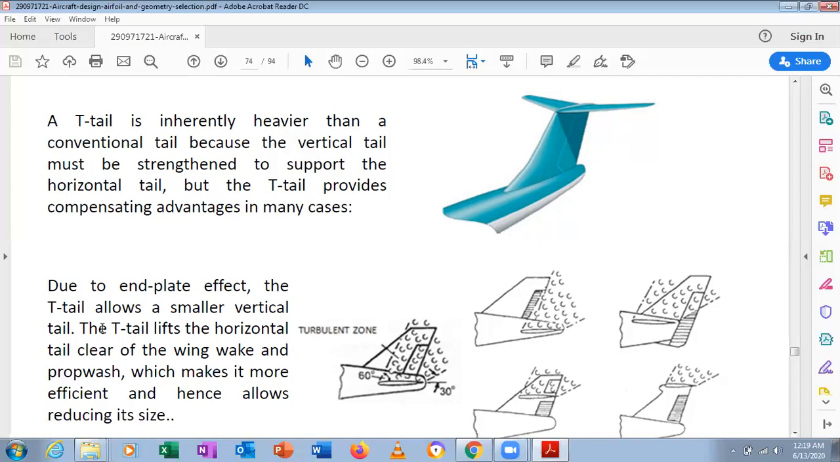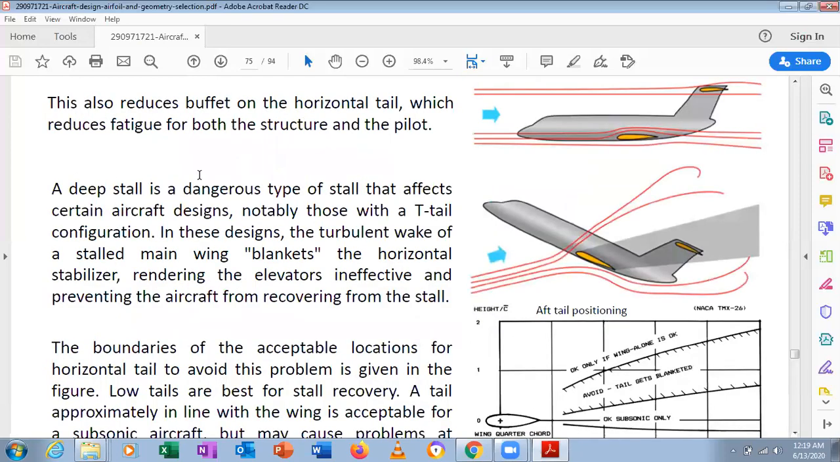Therefore, here they say that a T tail allows a smaller vertical tail, and the T tail lifts the horizontal tail clear of the wing wake and prop wash, which makes it more efficient and hence allows reducing its size. This also reduces the buffet of the horizontal tail. When there is a pitch up moment, we can see the flow over it, mainly on this portion.